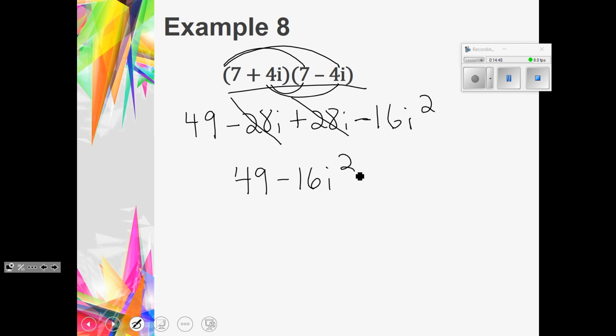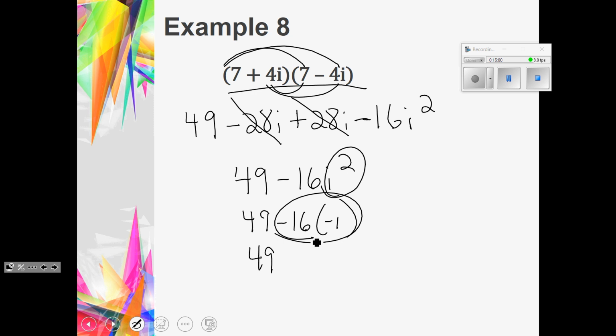Are we finished? No. We know i squared is equal to negative 1, and that's going to make a positive 16, because negative 16 times negative 1 is positive 16, and then 49 plus 16 is 65.